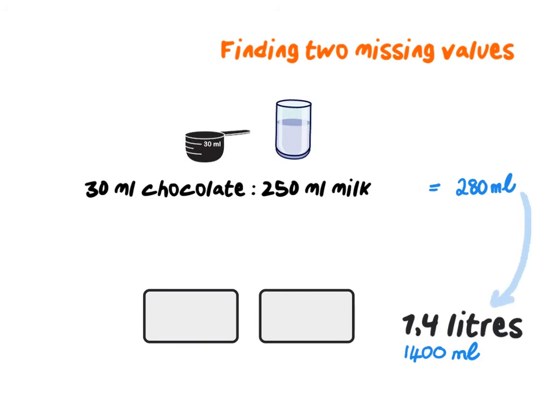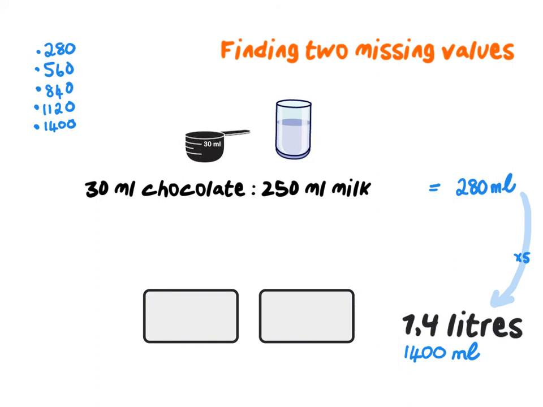Once again, if you are not too sure how to do this, you can write down the multiples of 280 somewhere on the side for you. So let's quickly do that. 280 and another 280 gives me 560. If I add another 280 onto that, I get 840. If I add another 280 onto that, I get 1,120. And if I add another 280 onto that, I get 1,400. So it means that it is 5 times bigger.